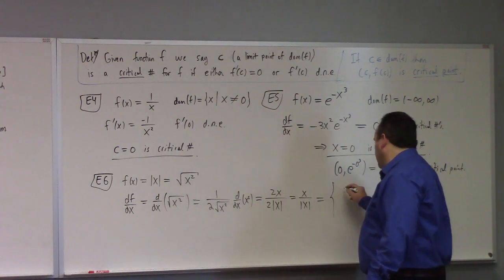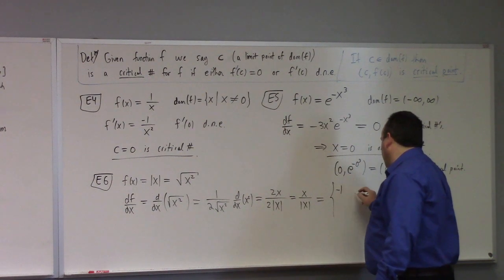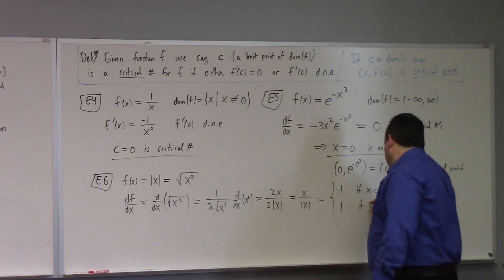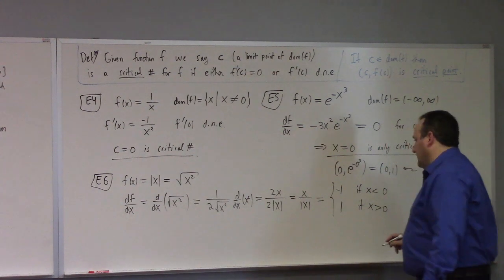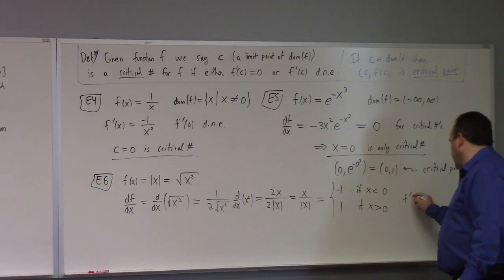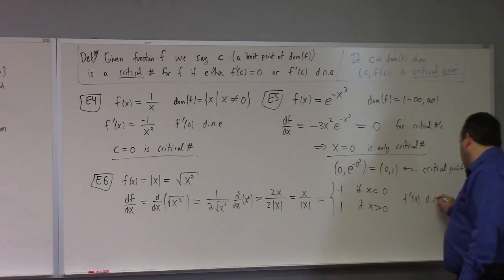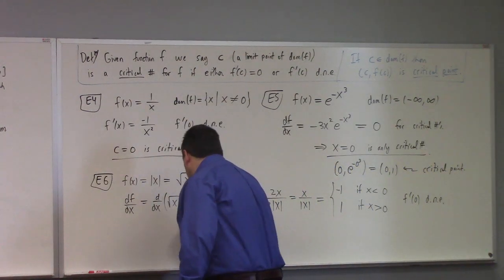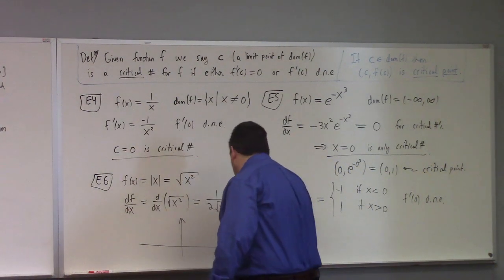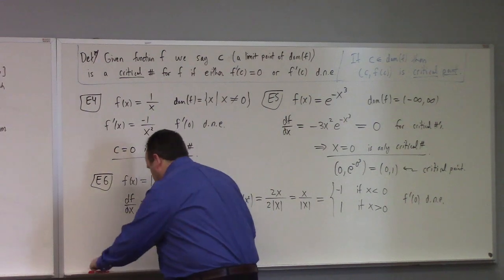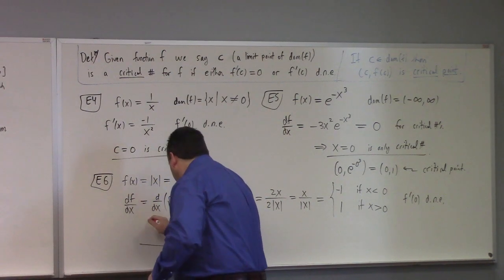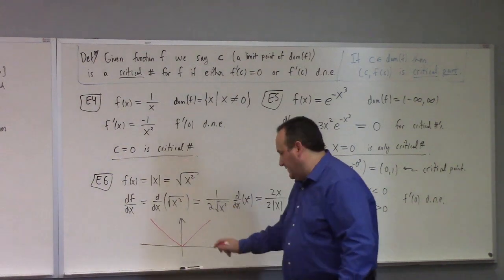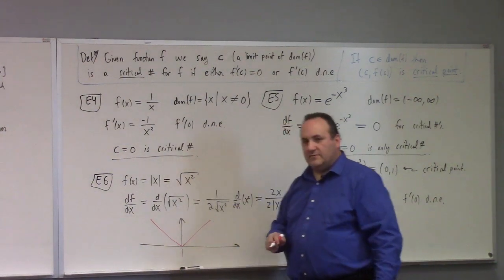Now if you look at that, that's equal to minus 1 if x is less than 0, and it's equal to 1 if x is greater than 0. And by the way, f prime of 0 does not exist. Why is that? What's the deal with the absolute value? You guys know it? It's got a corner in the graph at the origin, right? So right there, the derivative doesn't exist.